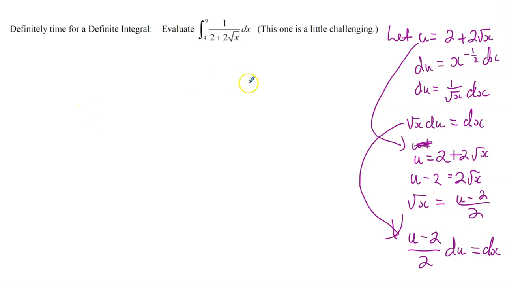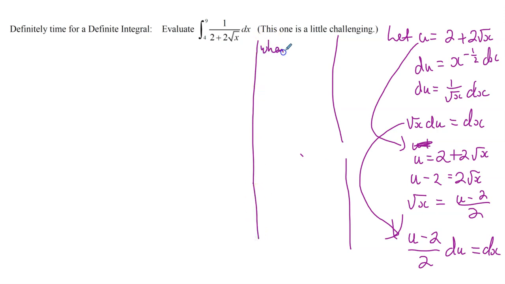All right, but wait, there's more. We're doing a definite integral, right? So we need to take x from 4 to 9. Let's give ourselves a little space. When x is equal to 4, then u is equal to 2 plus 2 root 4, which is 2 plus 2 times 2, so 2 plus 4. So u is equal to 6. So when x is 4, u is 6.